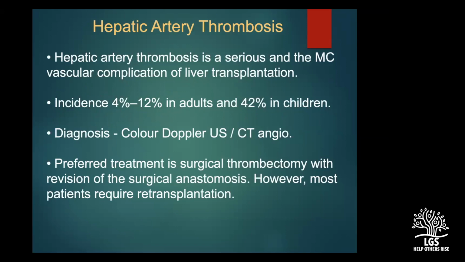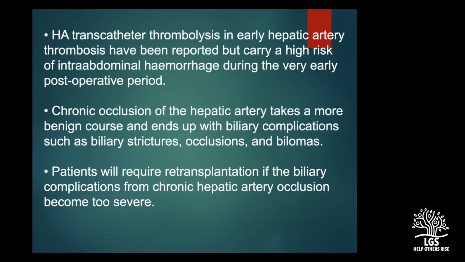Now again, hepatic artery thrombosis, as we all know, preferred treatment is surgical thrombectomy with the revision of the surgical anastomosis. Most patients might end up requiring retransplantation. But again, early detection is the key. Can we do something about it? Yes, we can do hepatic artery catheter thrombolysis. If it is an early hepatic artery thrombosis, it has been reported, but it has a slightly higher risk because the anastomosis is really fresh. So for us to go in and intervene for an early hepatic artery thrombosis, it's a little challenging. And that is the reason why the numbers are fairly low.